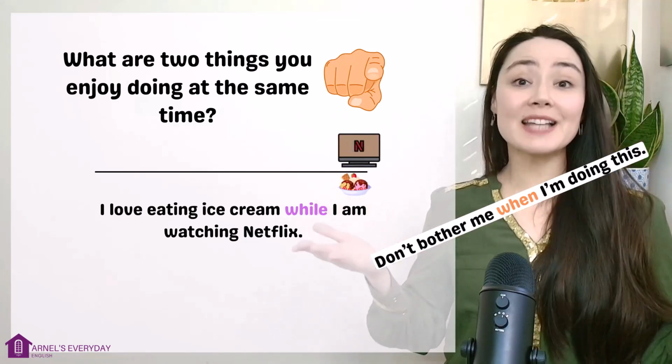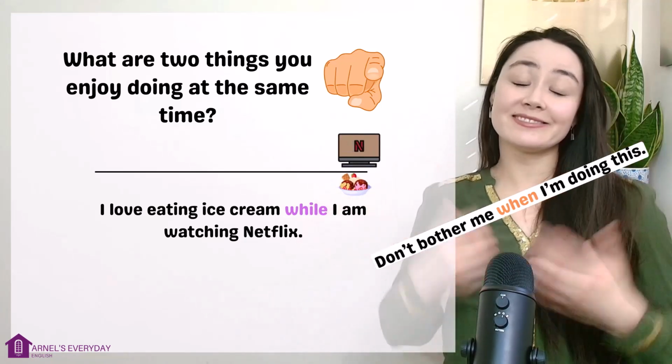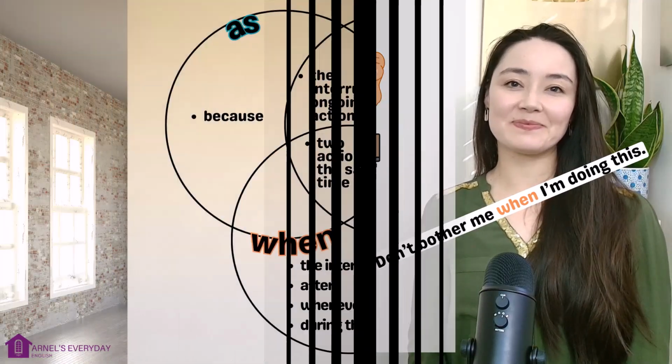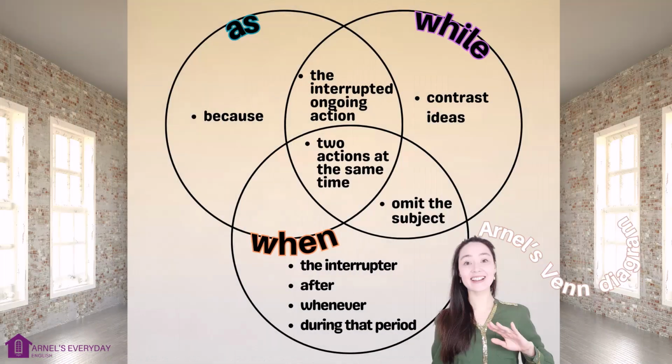Here's another example of 2 actions happening at the same time. Venn diagram time. 2 actions at the same time? Done. Let's move on to the interrupted ongoing action and the interrupter, because I'm sure you're curious about these.